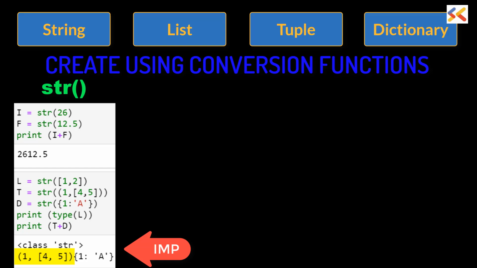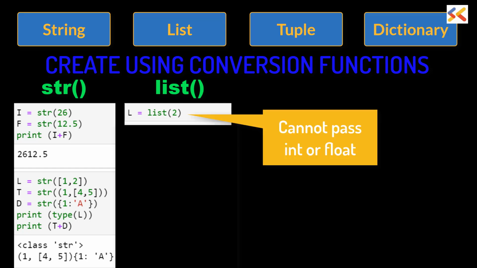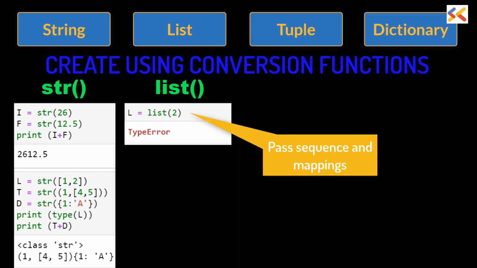Now if you see list, it also has a list function to convert other data type to list. If you try to pass int or float, it will give type error saying that it is not iterable. You can only pass sequences and mapping like string, tuple and dictionary here, and it behaves very differently for each of them.